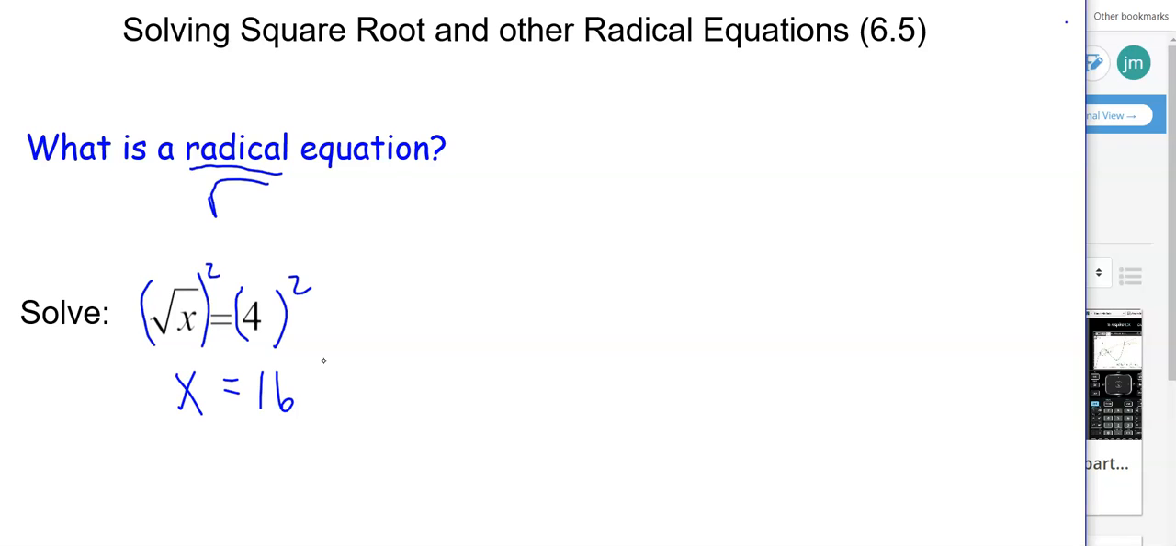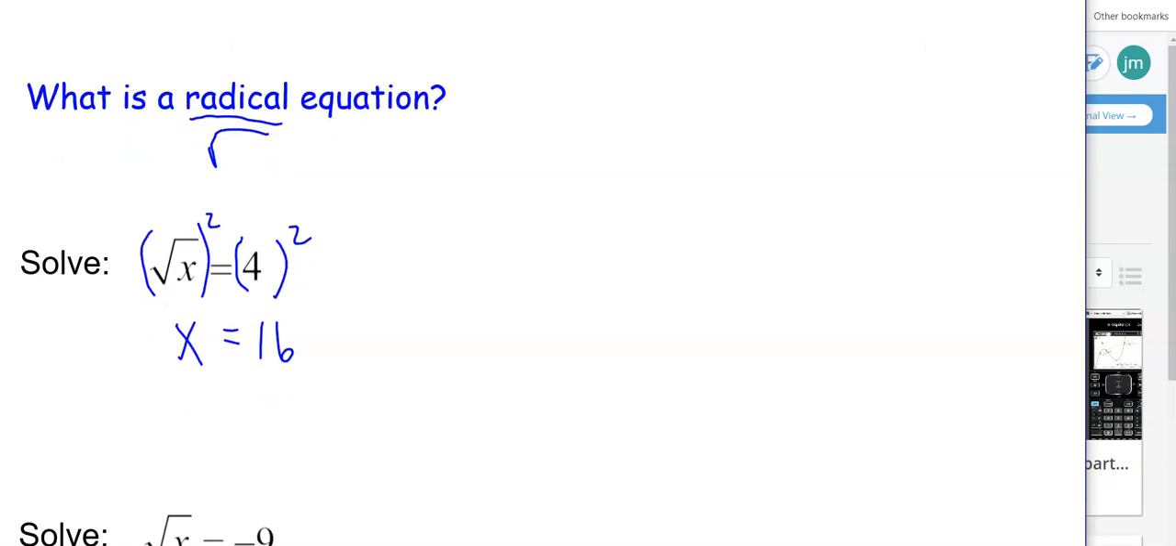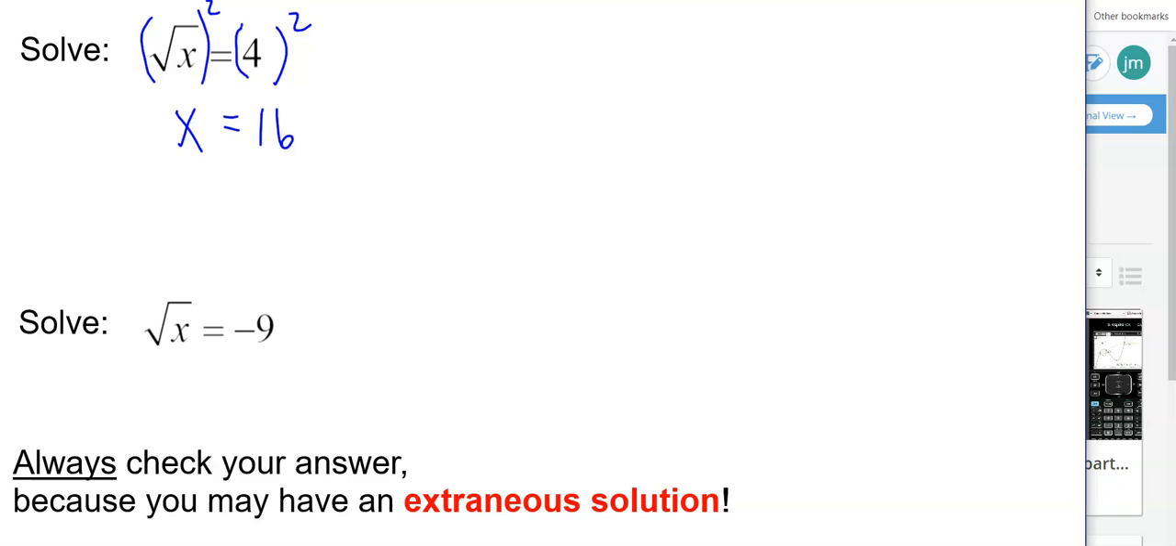The square root of 16 is 4. You can plug it back in to check and make sure it works. Not a bad idea to do that in this section, especially because sometimes we get answers that don't work out very well. Well, let's try this. So let's square both sides. We get x equals positive 81.